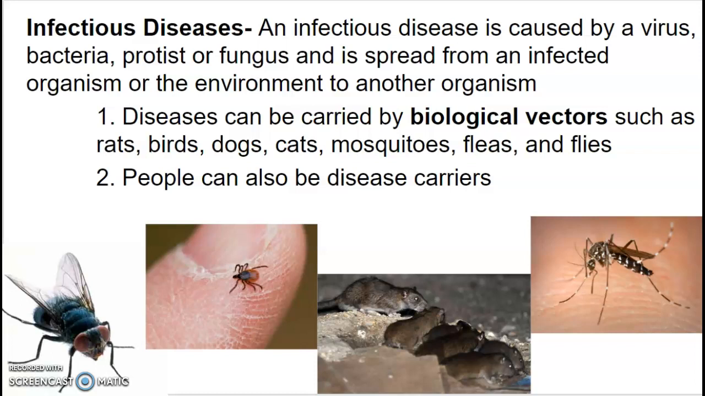So an infectious disease is caused by a virus, bacteria, protist, or fungus, and is spread from an infected organism or the environment to another organism. They can be carried by biological vectors like rats, birds, dogs, cats, mosquitoes, fleas, and flies. And people can also be disease carriers.